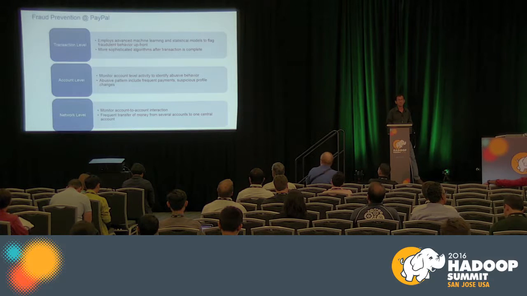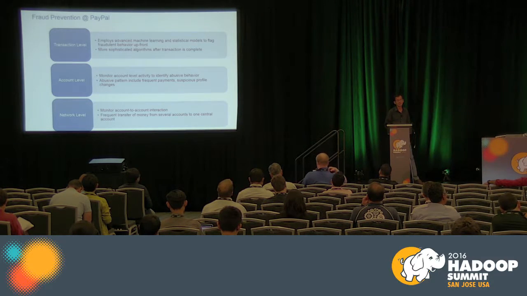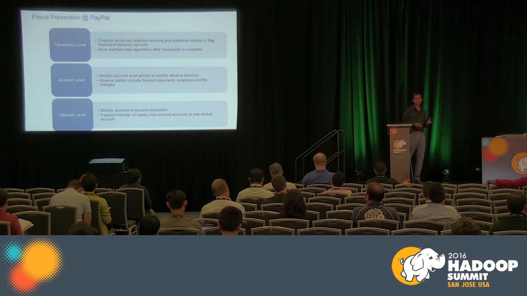We also have an account level layer. We build user profiles based on normal and abnormal activity. Whenever we detect any type of change to a user's profile, like they made a bunch of transactions and then suddenly updated their shipping address to ship to a different country, those kinds of activities will trigger anomalous behavior in our system, so we use that as a trigger also to fight fraud.